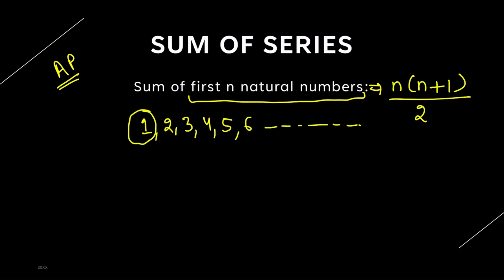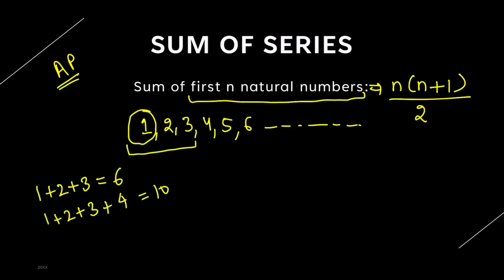Now, if they simply ask you what is the sum of first three natural numbers, you can simply do 1 plus 2 plus 3. This will be 6, right? And they ask you what is the sum of first four natural numbers. Easy, you can do this like this, right?